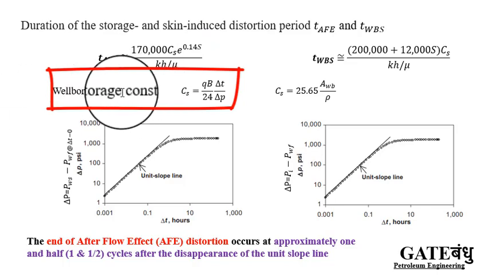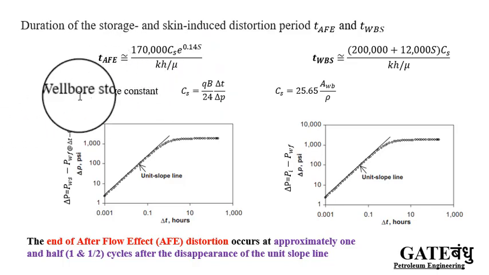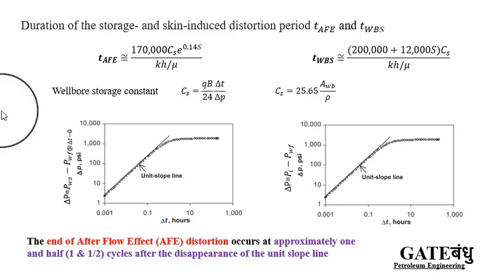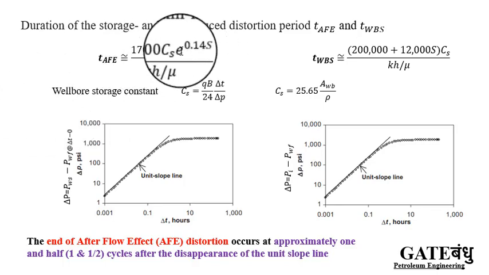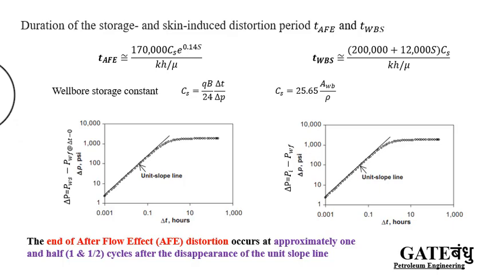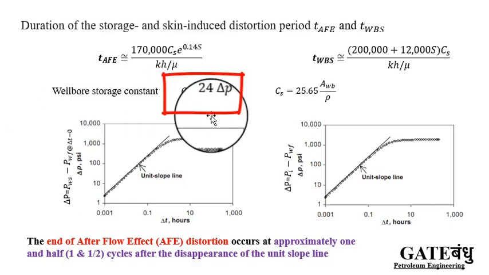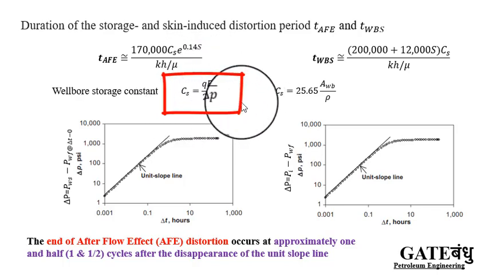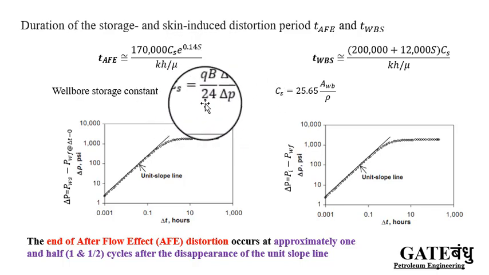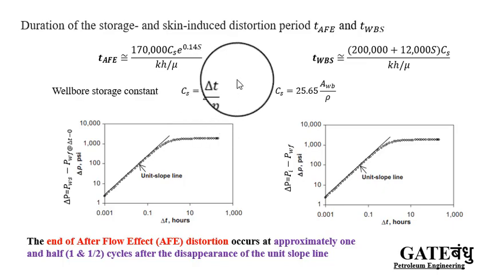This is a coefficient, not a constant. Wellbore storage coefficient, and e to the power 0.14 into skin, divided by kh by mu. Here K and skin are the estimates from the Horner's plotting technique, the estimated permeability and skin. Here the wellbore storage coefficient is calculated by using this formula, that is QB by 24 into delta T by delta P.